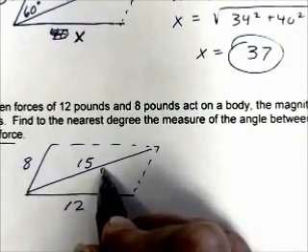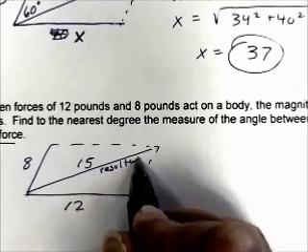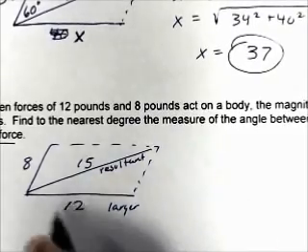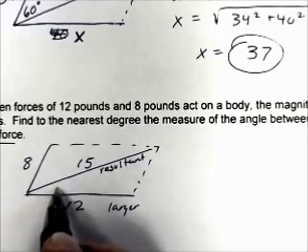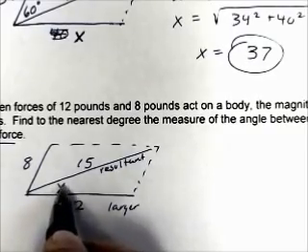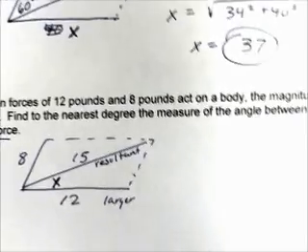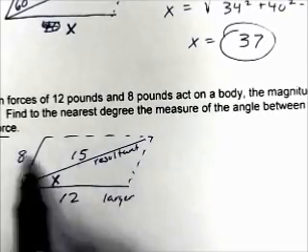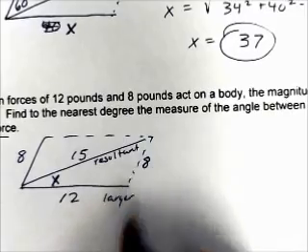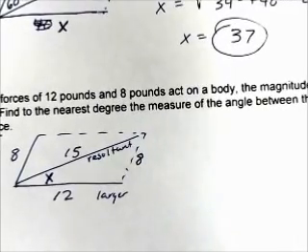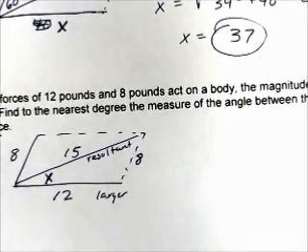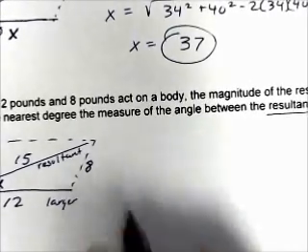Remember, this is our resultant, and this is our larger force. So we want to find the measure of this angle right here. Call that x. For our parallelogram, I'm going to work with this triangle, so I'll transfer the 8 over to the opposite side. And once again, we have all three sides represented, so law of cosines.